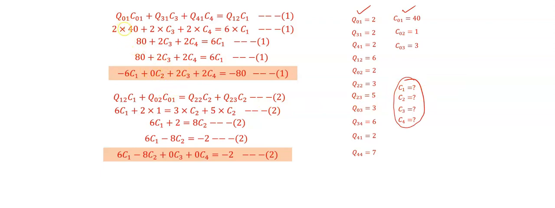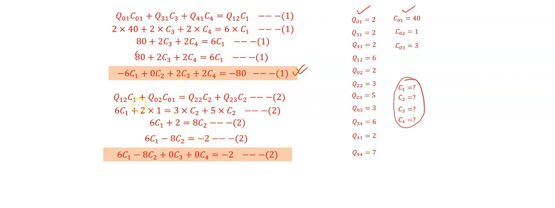1, if we plug in all these values, Q01 is 2, C01 is 40, so 2 into 40 plus 2 into C3 plus 2 into C4 is equal to 6 into C1. So we get 80 plus 2C3 plus 2C4 is equal to 6C1. If we reorganize, minus 6C1 plus 0C2 plus 2C3 plus 2C4 is equal to minus 80. So this is the final equation.